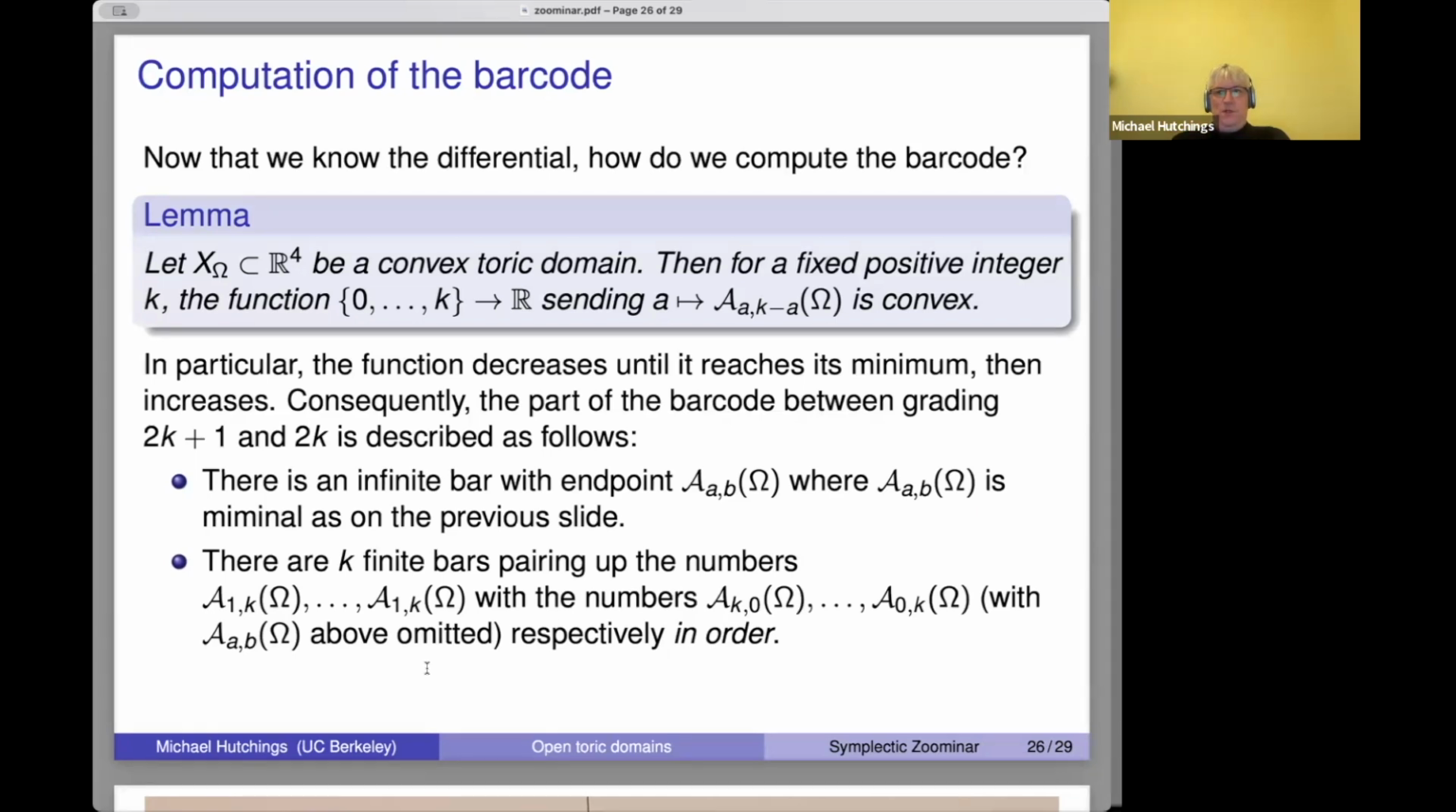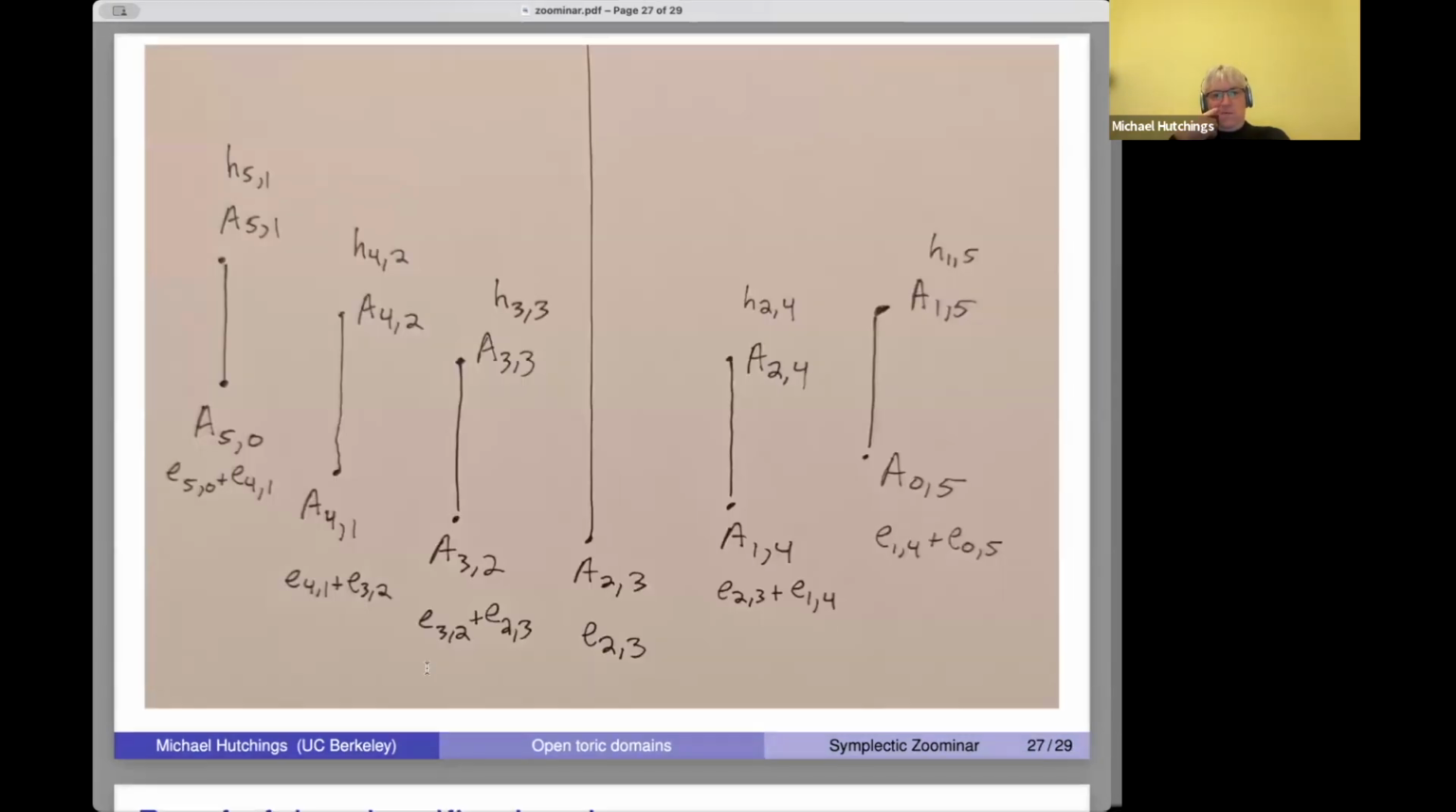So I'll draw you a picture to show what that looks like. So here's what it could look like. This is the lower part of this picture, grading 10. On the upper part of this picture, this is grading 11. And this is an example where the minimum action in grading 10 is given by the action of E23. And this minimum grading generator, its action is the capacity. And there's an infinite bar. So whenever you see an infinite bar, that's some capacity or spectral invariant.